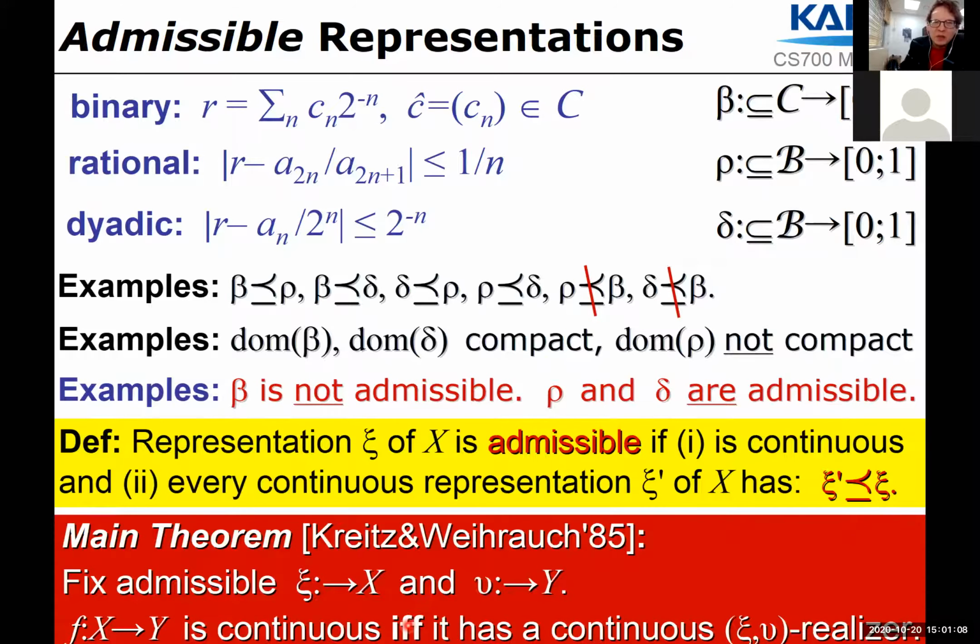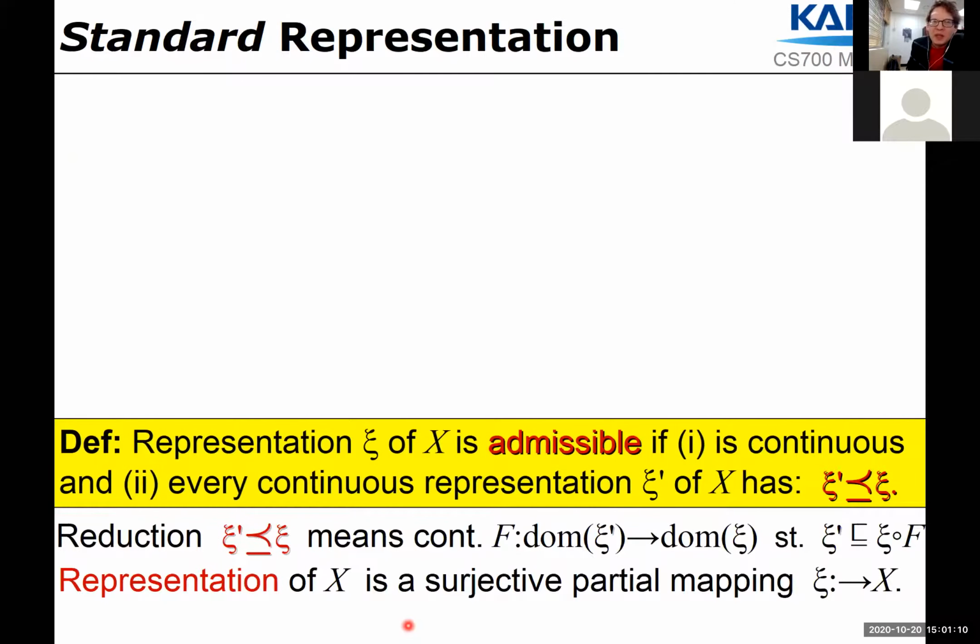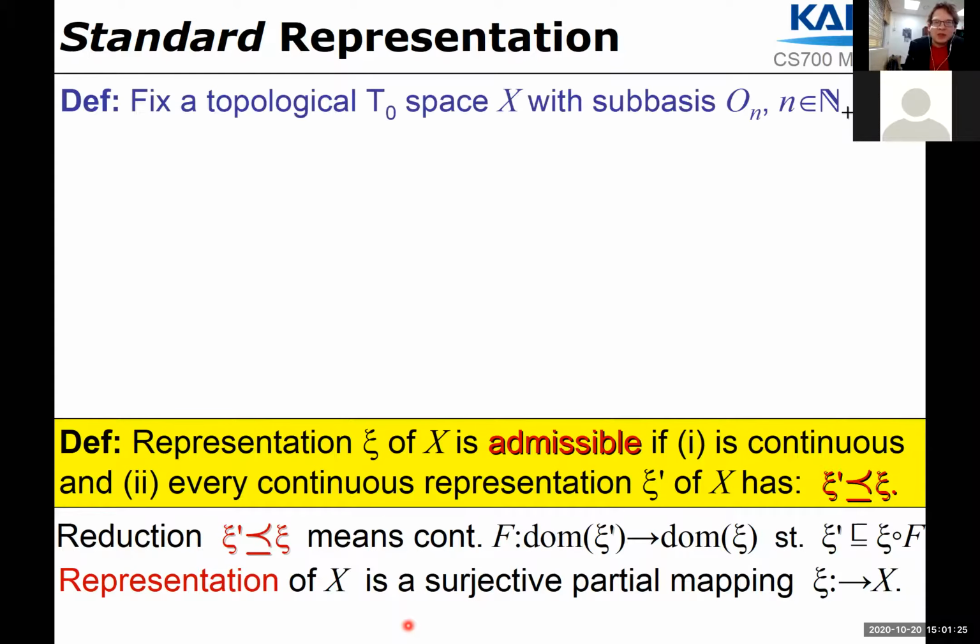And similarly, now we're looking at the proof that many spaces have an admissible representation, so that this is not a trivial notion, a trivial definition. Okay, so which class of spaces are we going to look at? We're going to look at the topological spaces which satisfy the T0 separation axiom and have a countable subbasis.